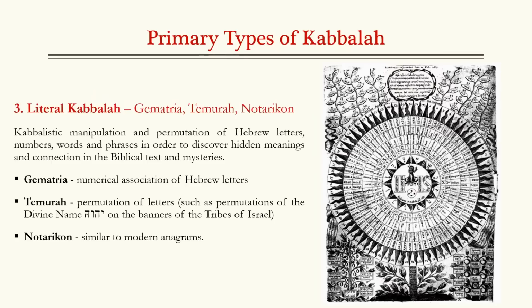The third type of primary Kabbalah is that of the literal Kabbalah. And these are the sciences, the arts of Gematria, Temura, and Notarikon. Those basically mean Kabbalistic manipulation and permutation, playing with the letters themselves. The letters, numbers, words, and phrases of biblical texts to find hidden meanings and connections.